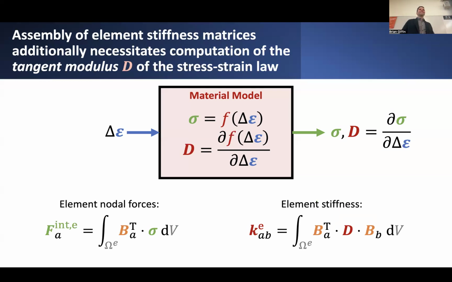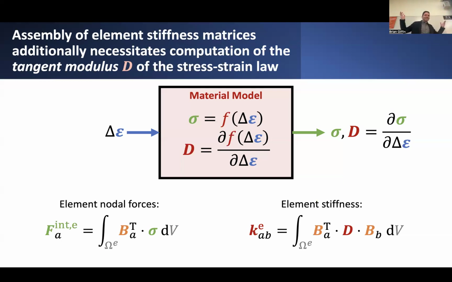Not just what's the updated stress in the material given the current increment or applied increment in strain for the current load step. If I'm trying to assemble a system of equations and maybe use some kind of Newton-Raphson iteration procedure to achieve convergence in my nonlinear solution algorithm, I might also need to compute what's the stiffness matrix, right?